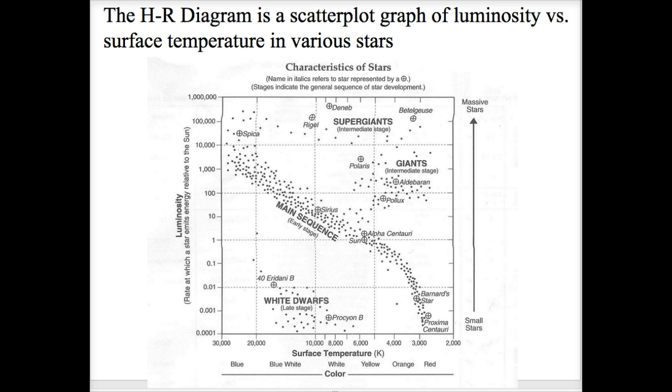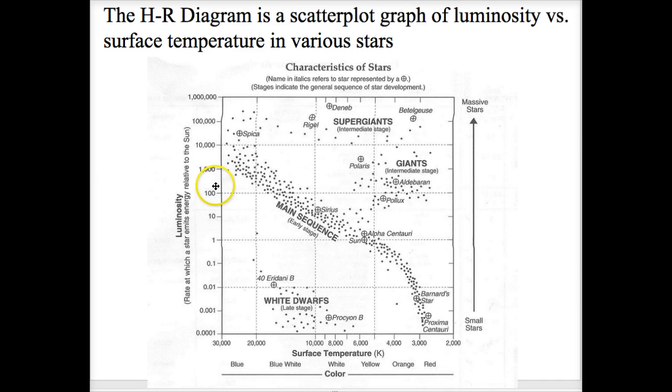Now this looks like a map of outer space with a bunch of stars, but in actuality it's just a graph, and it's specifically a scatter plot. So it's a scatter plot graph of luminosity versus surface temperature in various stars. And luminosity over here tells you it's the rate at which a star emits energy relative to the sun. So that's just how much energy the star is releasing, and it's comparing it to the sun.